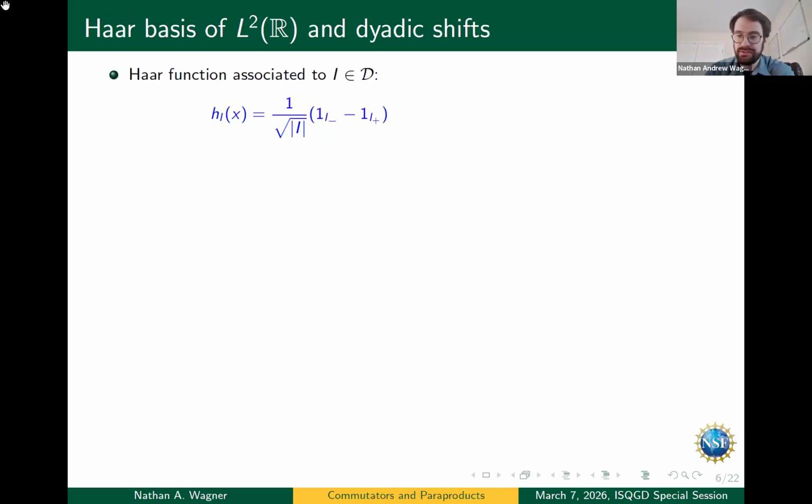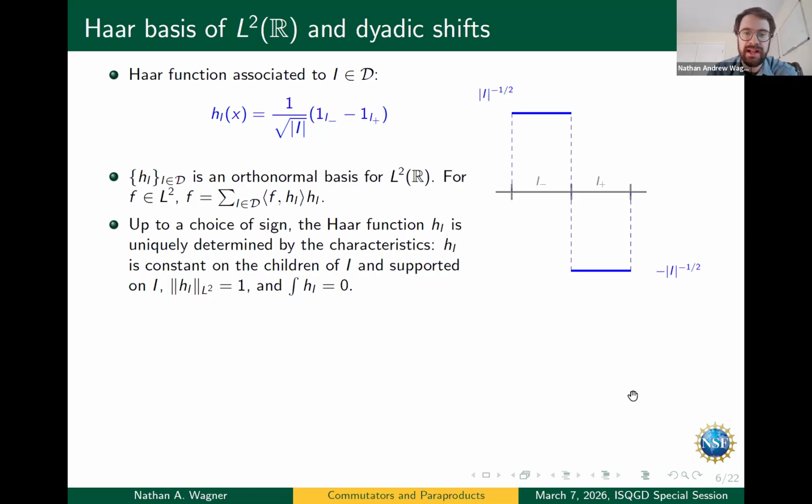So in the Lebesgue measure setting, we can take the collection of dyadic intervals and create a system of Haar functions. This is known as a Haar function or a Haar wavelet, this square wave here. And it's well known that the Haar wavelet system, if I index my Haar functions with respect to the dyadic intervals, forms an orthonormal basis for L2 of R, just with the Lebesgue measure.